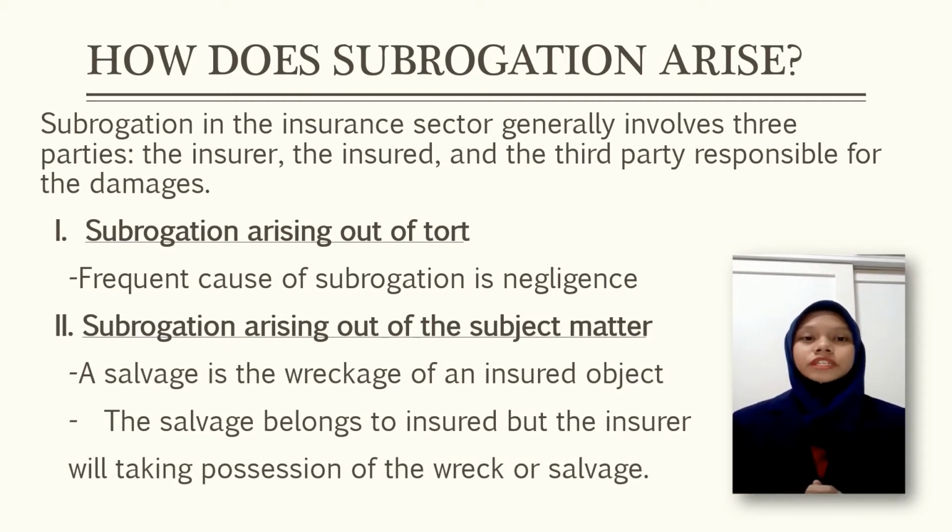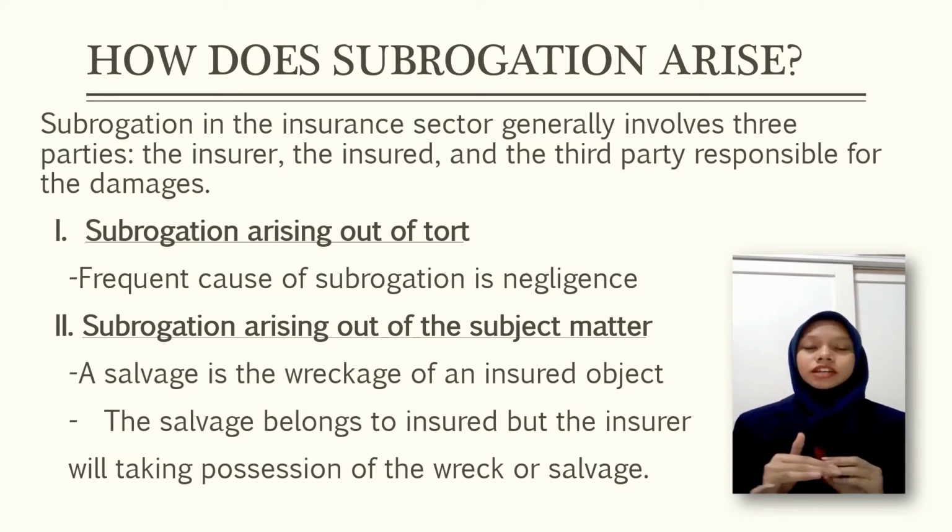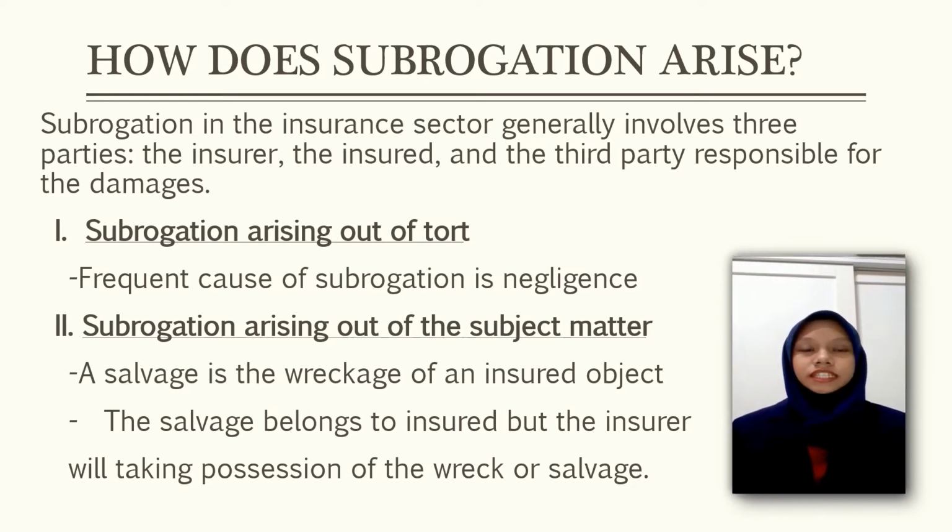Subrogation arising out of the subject matter. Example, Ali's accident. The car driven by Ali was badly crushed, where there was a total loss, and the car was converted into cash of 10,000 ringgit, and the scrap metal became the property of the insurance company. In the second case, if Ali wants to keep the scrap metal, the insurer will take 5,000 ringgit and Ali gets 5,000 ringgit from the 10,000 ringgit. Before that, the insurance company has to make an estimate of the price of the scrap metal.